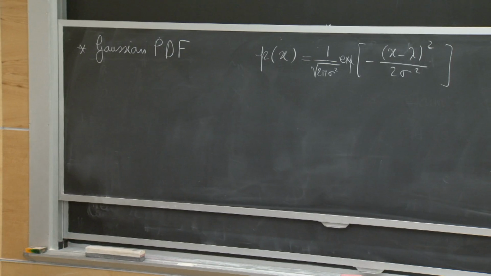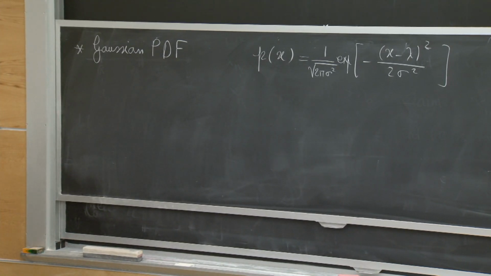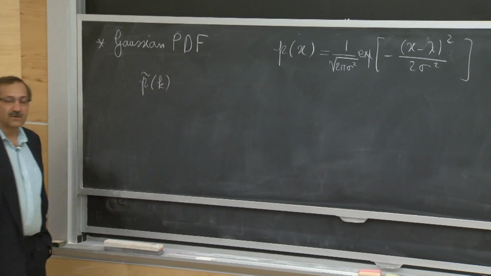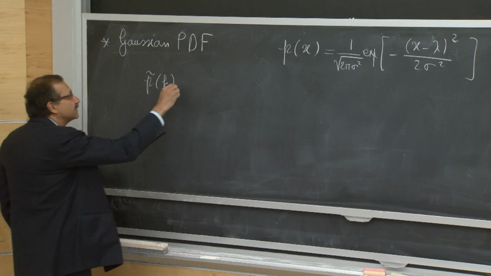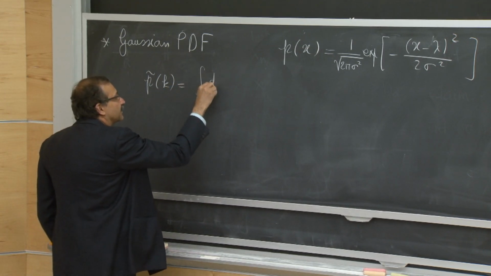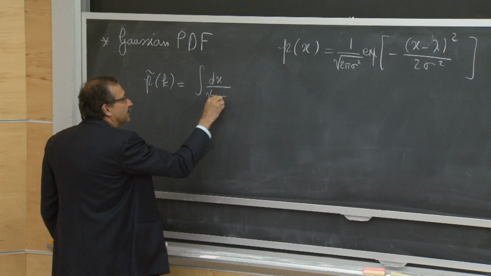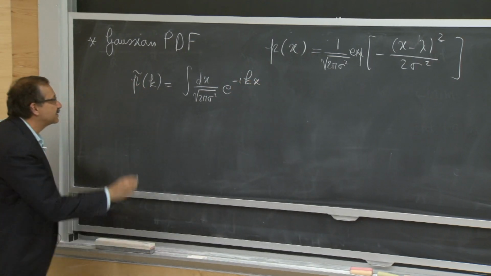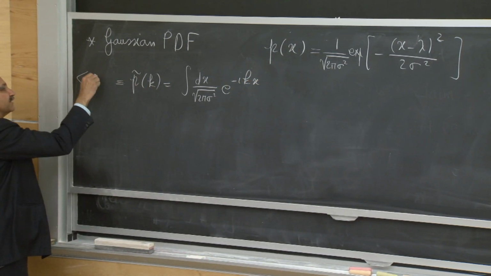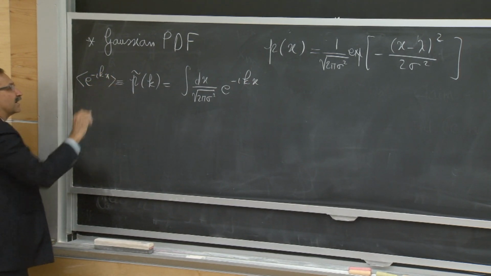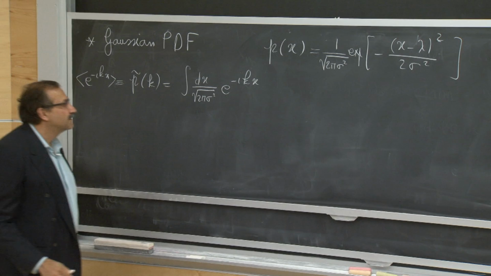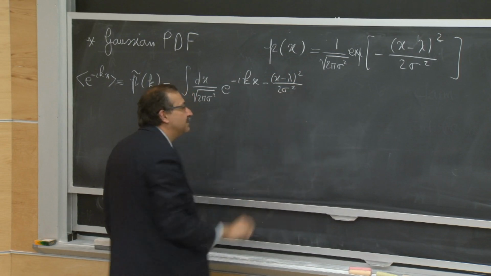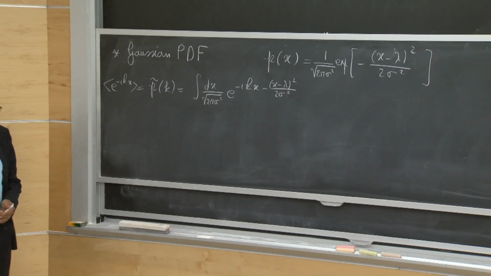hopefully very familiar form. Now, if we want to characterize the characteristic function, all we need to do is to Fourier transform this. So I have the integral dx e to the minus ikx. So this, let's remind you, alternatively was the expectation value of e to the minus ikx, times e to the minus (x minus lambda) squared over 2 sigma squared, which is the probability distribution.